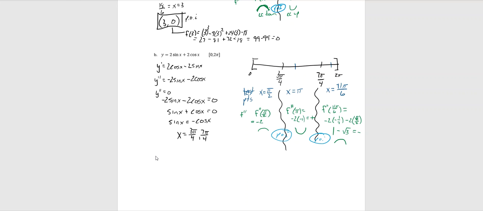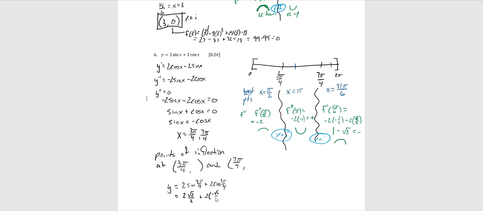So we know that points of inflection are at 3 pi over 4 and 7 pi over 4, but we always go back to the original to find the y value. Sine of 3 pi over 4 is, that second quadrant sine is positive. So that's 2 times the square root of 2 over 2. Cosine of 3 pi over 4 is negative square root of 2 over 2. But I'd like to bring your attention to the fact that this is just a 0.